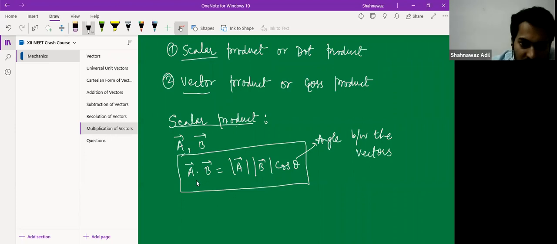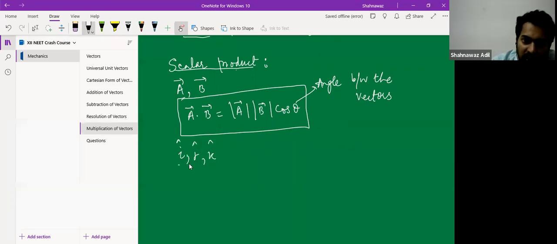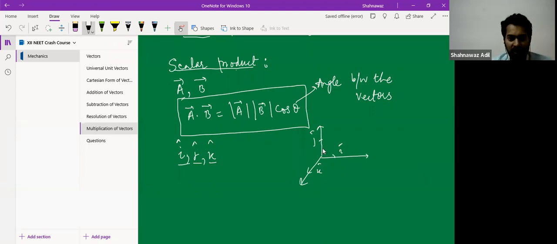Okay, so now we'll do some basic properties of the scalar product. The first one is the dot product of the universal unit vectors. What are the universal unit vectors? I, j, and k are the universal unit vectors. This is i hat, this is j hat, and this is k hat. And these are mutually perpendicular to each other, as you can recall.